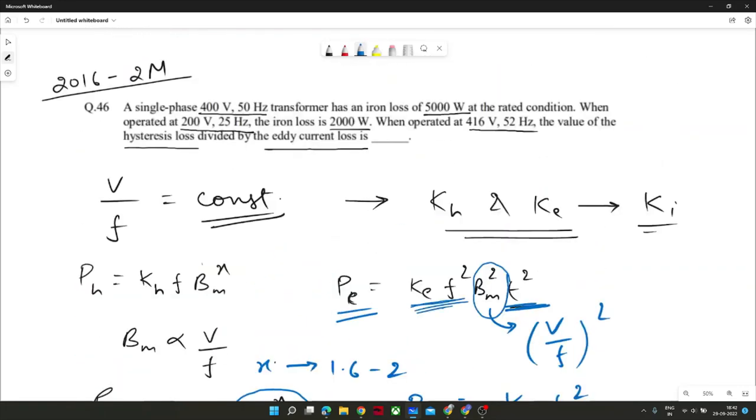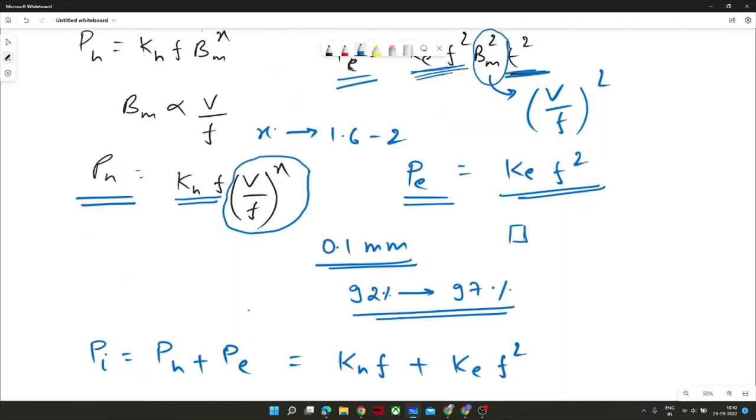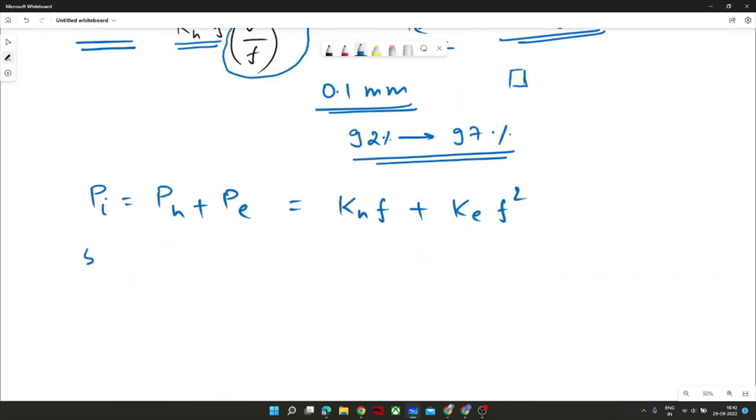The first was given as 50 hertz and 5 kilowatt. So I can write 5000 watt is equal to Kh into 50 plus Ke into 50 square. If I simplify it, this Kh plus 50 by 100, 2 Ke, I guess.